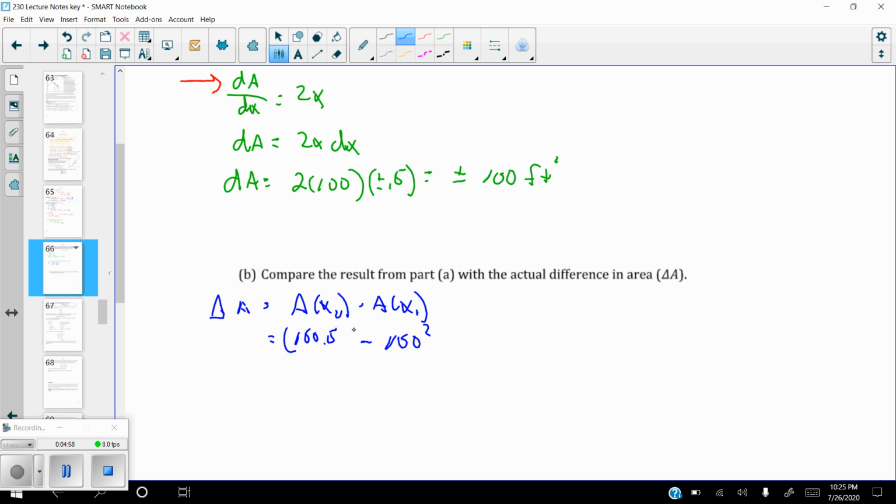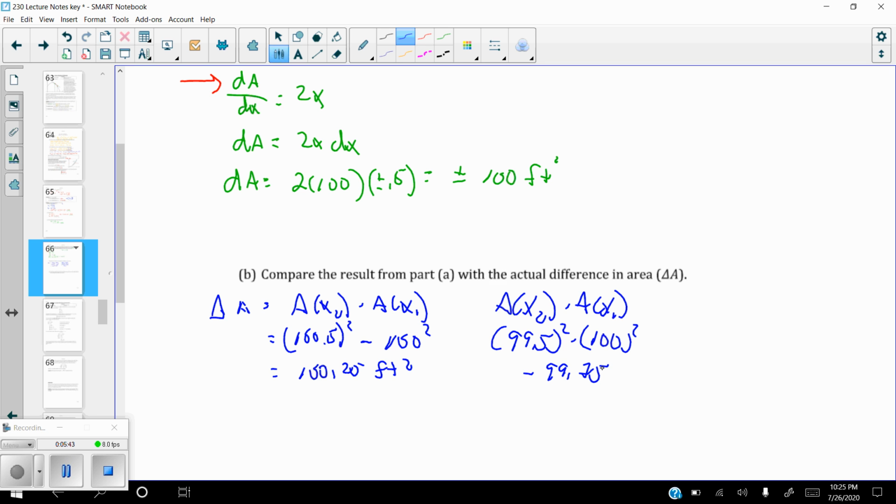So it'll be 100.5 squared. If we do 100.5 squared minus 100 squared, we're going to end up with 100.25 square feet. And then if we do A of x2 minus A of x1, where x2 is now 99.5 squared, again this is still going to be 100 squared, and if we do that one, we should have a negative here. We're going to get negative 99.75.